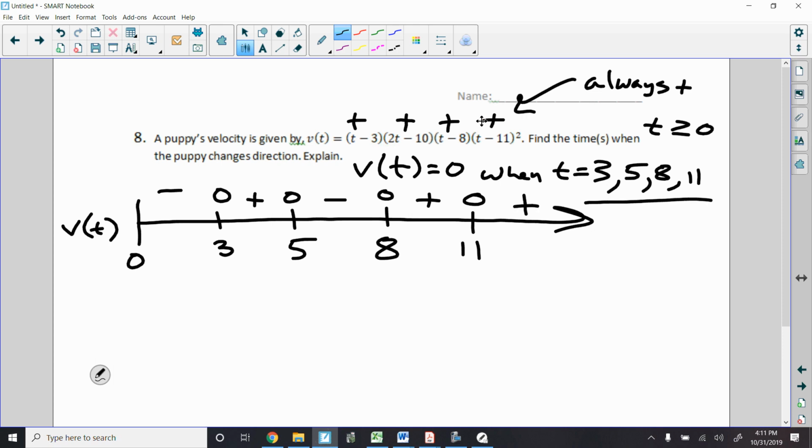So again, these 4 numbers were candidates for changing directions, but not all 4 of the numbers actually had a change of direction. Okay, let's look at the first one, t equals 3. The velocity did change signs from negative to positive, so t equals 3 is one of my solutions. I also changed signs at 5. And I changed signs at 8. However, my velocity did not change signs at 11. Therefore, that's not one of my solutions. My justification?